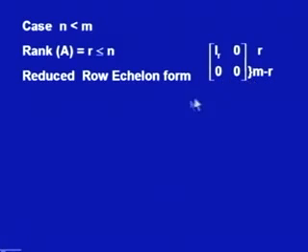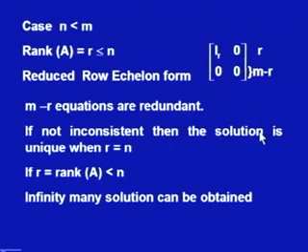And if that is the case, then we can assign arbitrary values to m minus r unknowns, and only r unknowns can be written in terms of the others, and that means we will again have infinitely many solutions. So, in this case we have m minus r equations which are redundant because they are zeros, and it may happen that the system is not consistent. Then of course we cannot solve the system, but if it is consistent and if r, the rank of A, is less than n, then infinitely many solutions can be obtained.